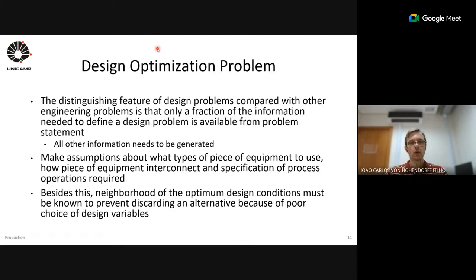What is interesting in this design optimization problem? It is a different problem because generally we have only a fraction of the information needed to define the design problem. Okay. You have a lot of uncertainty, you have a lot of opportunities, you have a lot of possibilities for your case. And in the oil industry it is more complicated because in the beginning you have a lot of uncertainty in terms of the reservoir. So it's a very complicated problem.